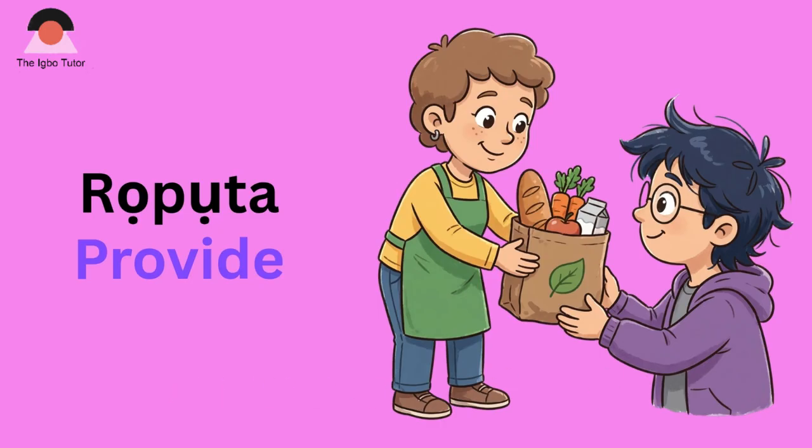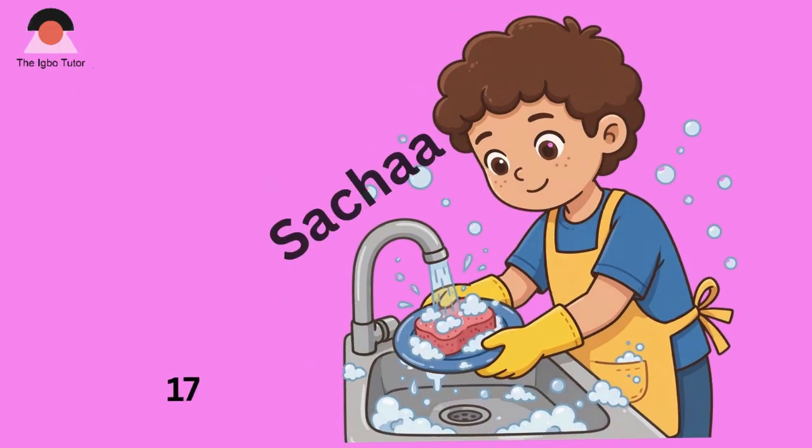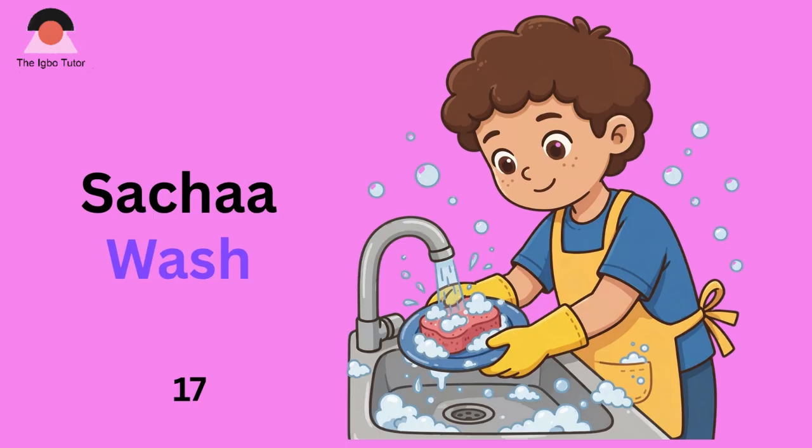Provide. Rapota. Rapota, provide. Let's go. 16, rafuo. Rafuo, lead astray. Can also be used for deceive. 17, sacha, wash.